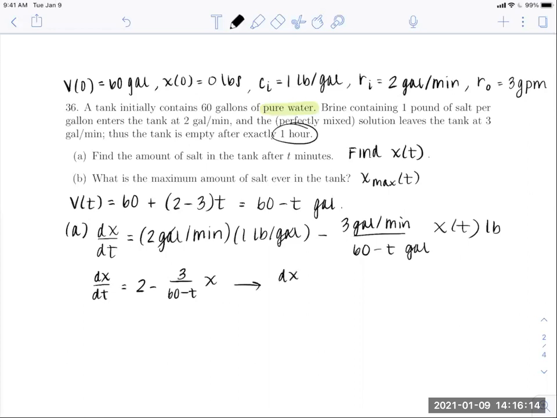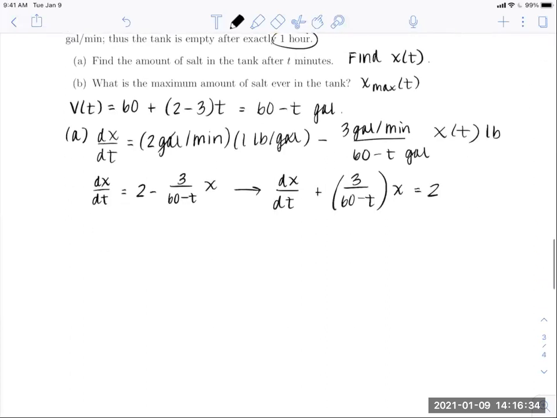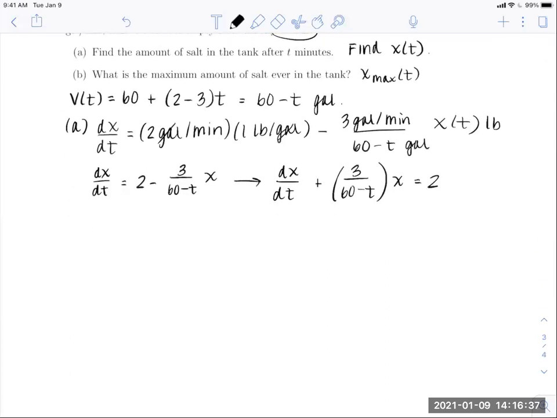So I'm just going to scoot that over: dx/dt plus 3 over 60 minus t times x equals 2. You'll notice I set the coefficient in front of the x off in parentheses just to pull it to your attention, because we're going to use that to find our integrating factor. I'm going to write this as rho of t, not rho of x, because t is our independent variable. And this is going to be e to the integral of 3 over 60 minus t dt.